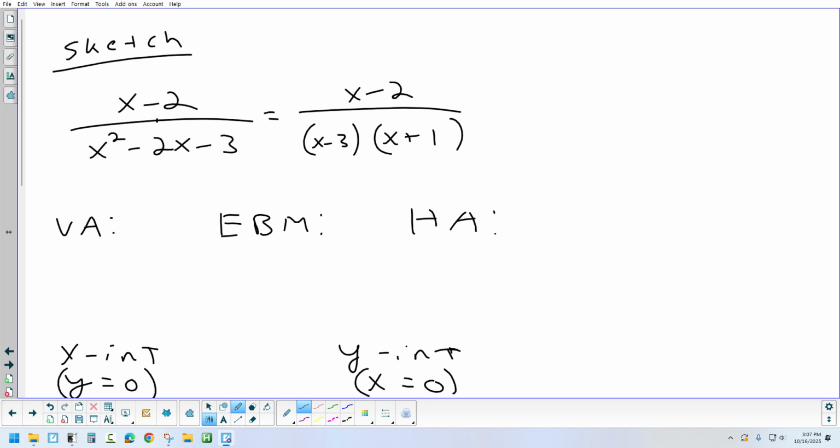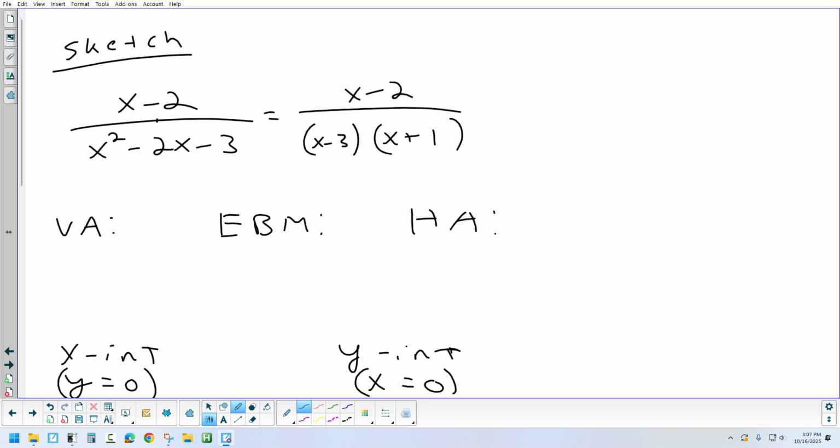Oh, Jake, what do you think? I don't know. Not sure? Well, if we were going to have holes, what would have to happen? You would need a common factor. We would need common factors, and we don't have any common factors. So there are no holes in this graph, which means that any undefined values are vertical asymptotes.